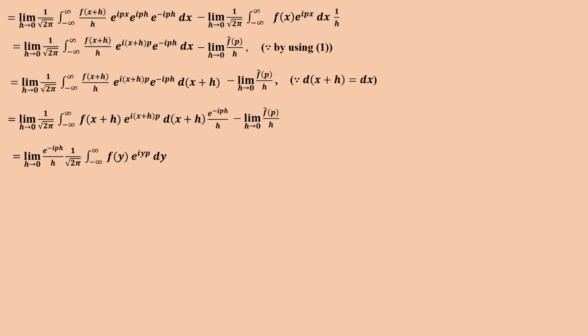So 1 by root 2 pi, integral minus infinity to plus infinity, put x plus h as y. So f of y, e power i y p, dy, minus limit h tends to 0, f bar of p by h, right? So that is equal to limit h tends to 0, e power i p h by h, 1 by root 2 pi, integral minus infinity to plus infinity, change the variable, right? f of x, e power i x p, dx.